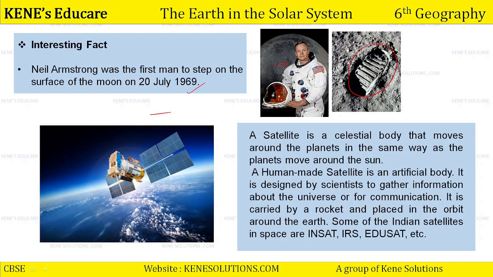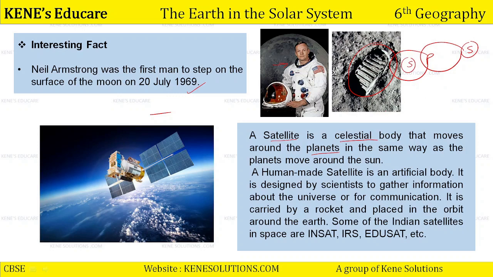Okay. Now coming on to satellite. I told you natural satellite hoti hai, which is a celestial body that moves around the planet, right? It revolves around the planet. Like Earth has its own natural satellite, the moon, right? They revolve around the planet in the same way as the planet moves around the sun. Planet sun ke charo aur ghoomta hai and satellite planet ke charo aur ghoomti hai. Okay, which is very simple concept. I have told you earlier this.